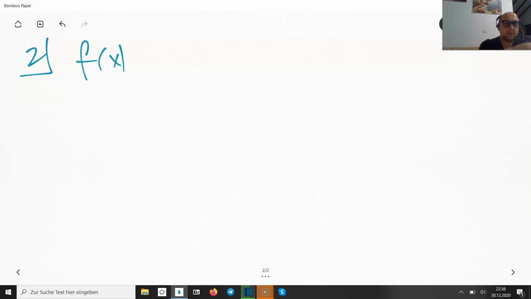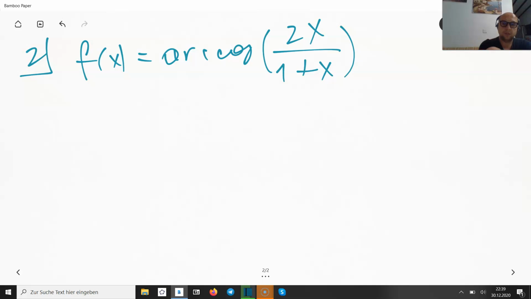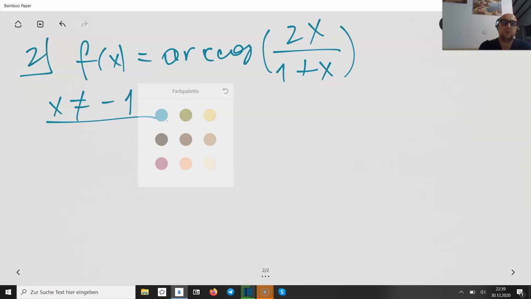f of x is arcus cosine of 2x divided over 1 plus x. So first of all, before I start doing something with trigonometry, I just say, well, obviously x isn't allowed to be -1. So x isn't allowed to be -1 first.